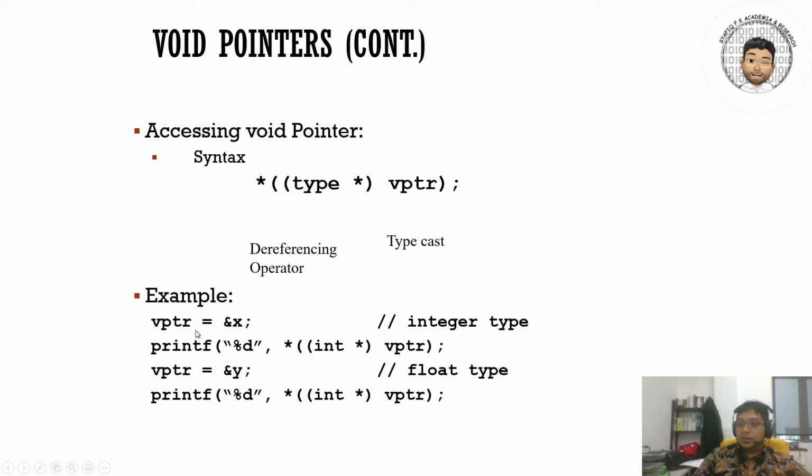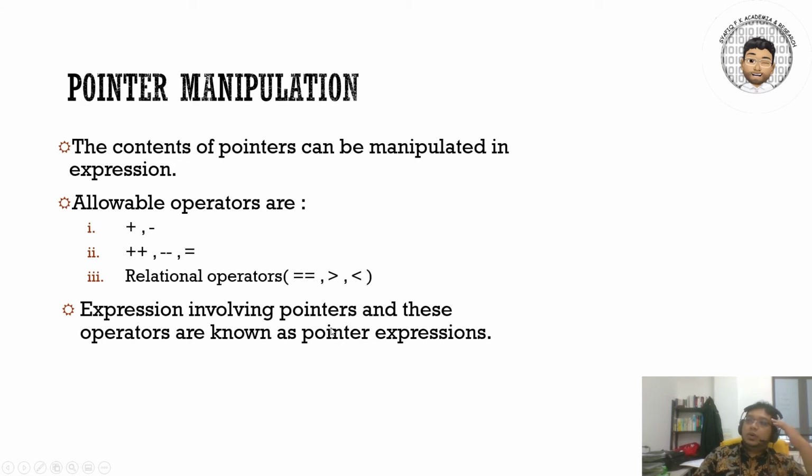In this case, the pointer is pointing to an integer, so I want it to display the value as an integer. So you change the data type here inside the bracket. The content of the pointer can also be manipulated by expressions, like plus, minus, and equal.